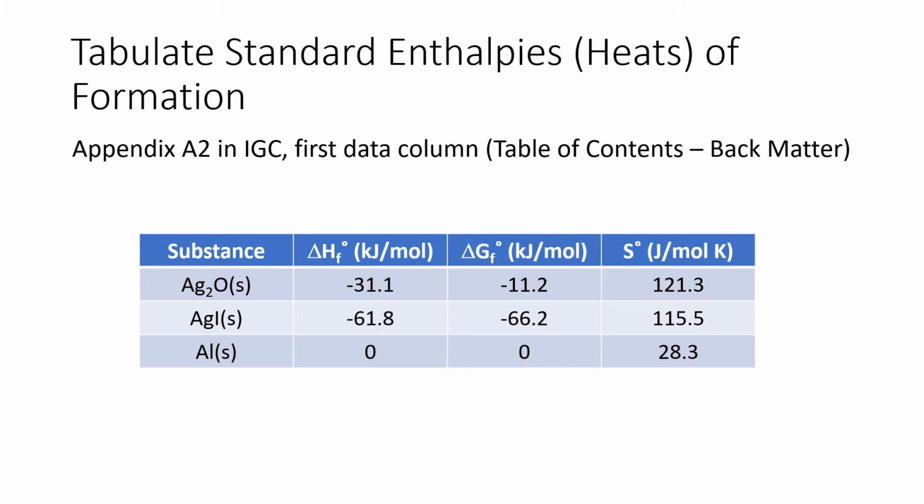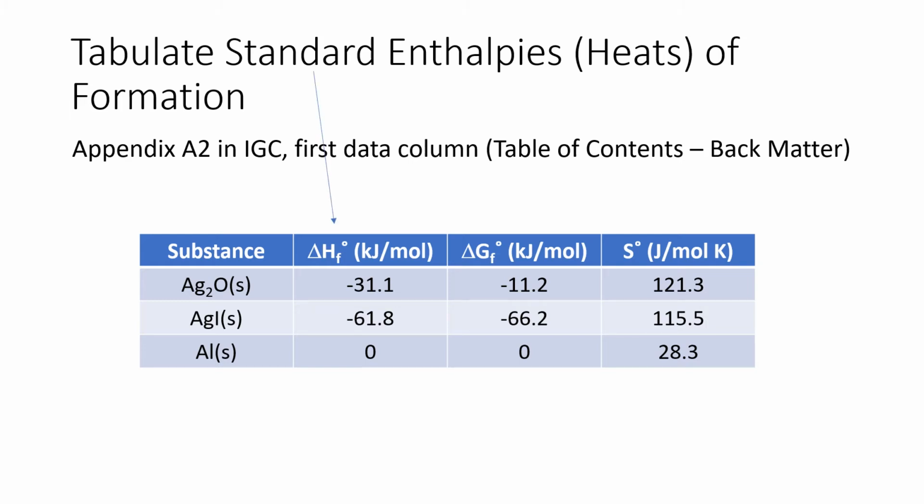The enthalpy changes associated with formation reactions are typically tabulated in a general chemistry textbook. You'll find them in our textbook in Appendix A2 in the very first column of data in that appendix. If you look at the table of contents in your textbook and you scroll down to the very bottom where there's a heading called back matter, the appendices are listed in that section.